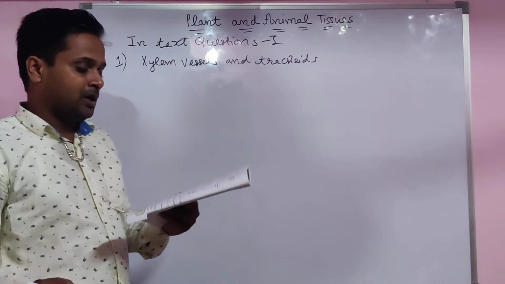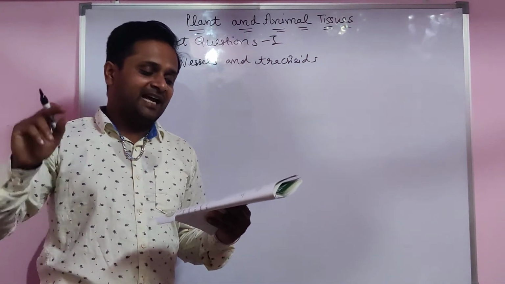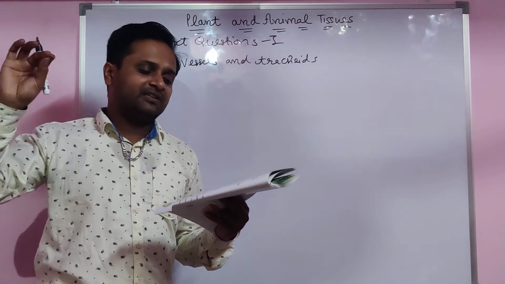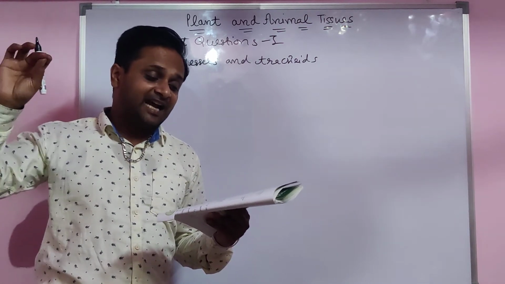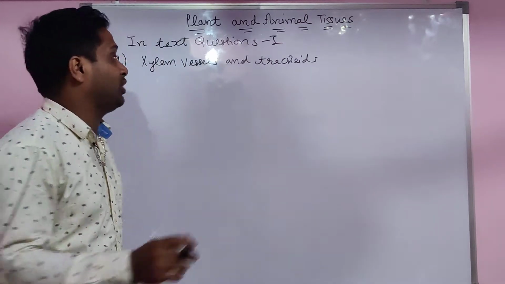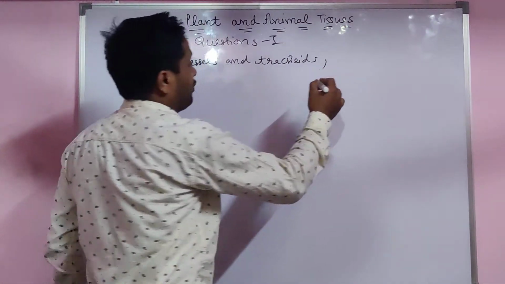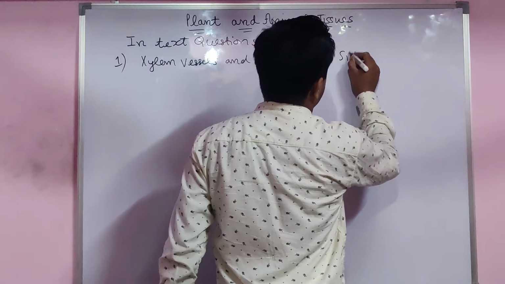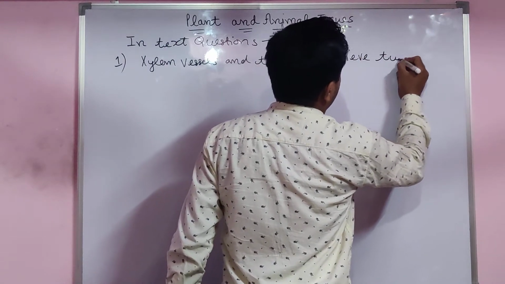Tracheids. These are two: the xylem vessels and tracheids conduct water. Whereas the dash in phloem conducts food. The second part, phloem, has sieve tubes. Sieve tubes.